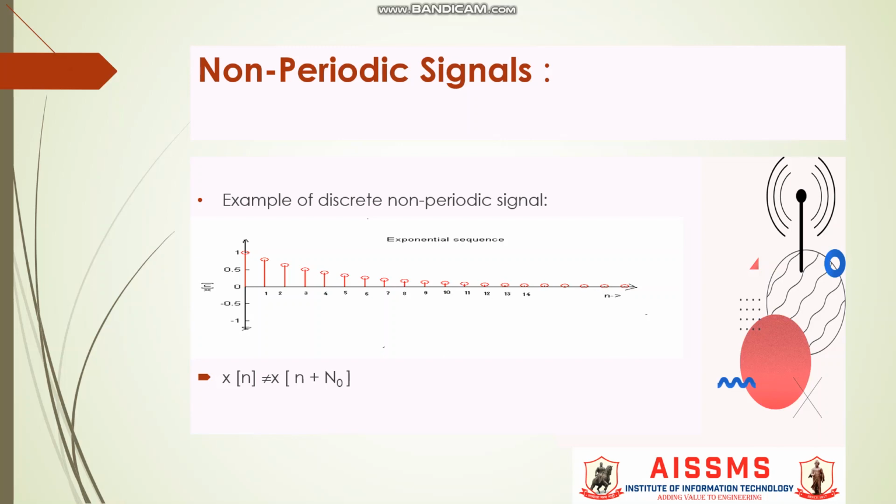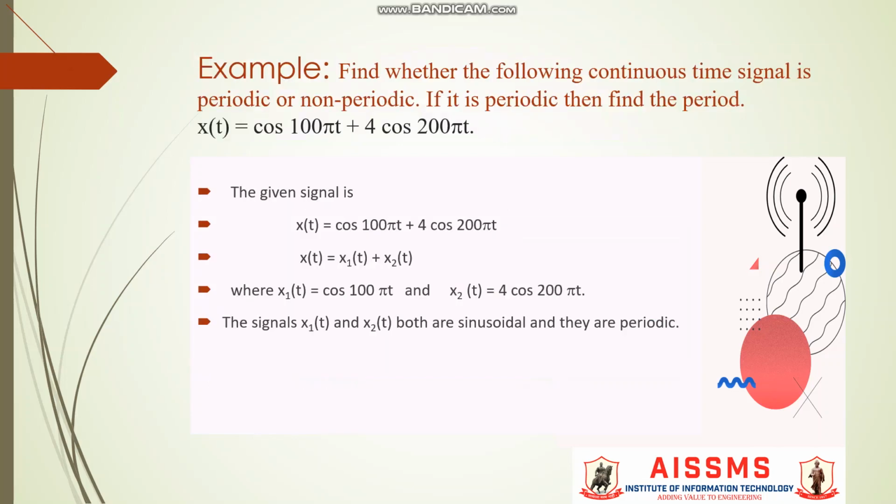Let us now look into a solved problem related to the property just discussed. So, to find whether the following continuous time signal is periodic or non-periodic, and if it's periodic, then to find its period. The given x of t is equal to cos 100 pi t plus 4 cos 200 pi t. We can divide this input signal into two parts, say x1 of t and x2 of t. Both these x1 of t and x2 of t are sinusoids and they are periodic. And let us verify this.